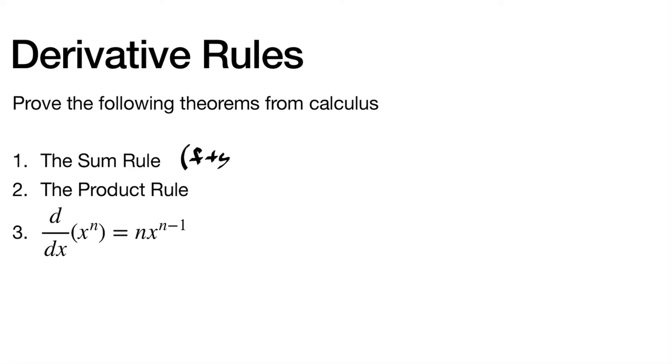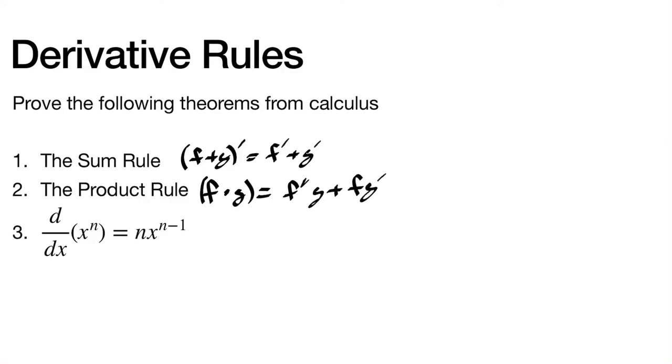So remember the sum rule, that's if we have f plus g and we take the derivative of it, it's the same as taking the derivatives of their pieces. The product rule, you all remember the product rule. It's the derivative of the first times the second plus the first times the derivative of the second.